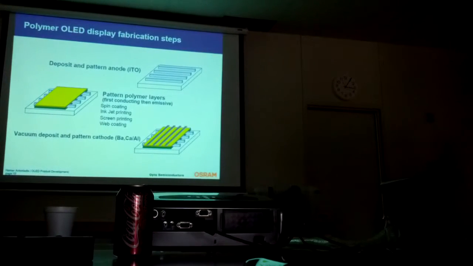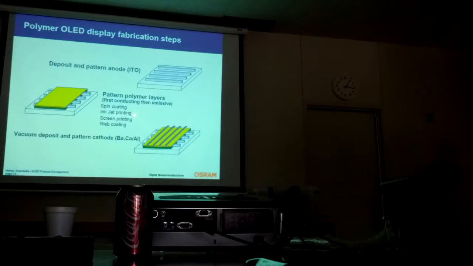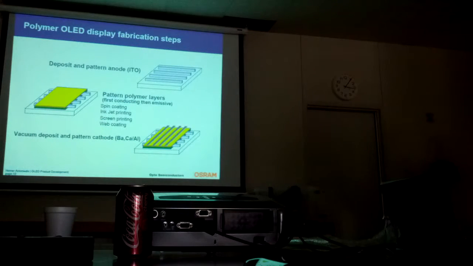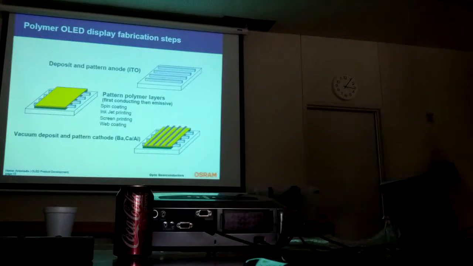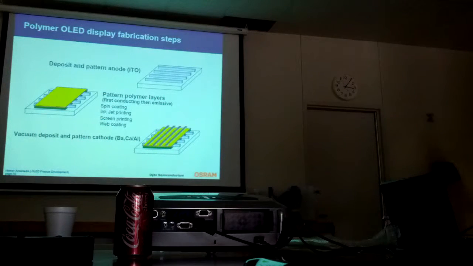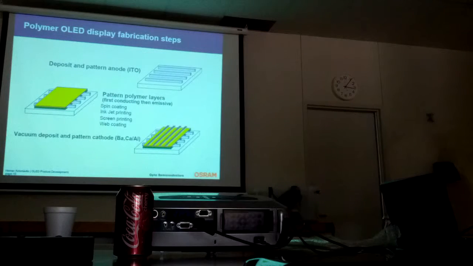Now, here it's showing us that there are different ways of actually making these displays. They have something called spin coating, and I'm not really too familiar with this, but I have seen inkjet printing and screen printing. They've actually made what are basically inkjet printers to manufacture a display on a piece of plastic like an overhead transparency. Very cool.